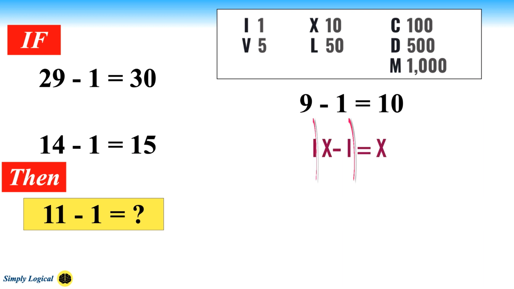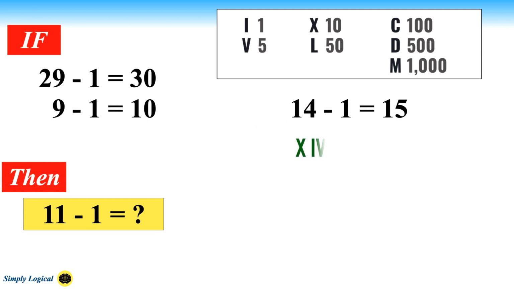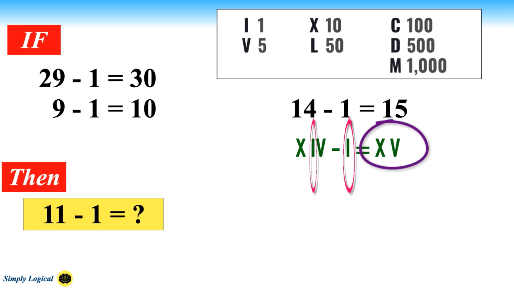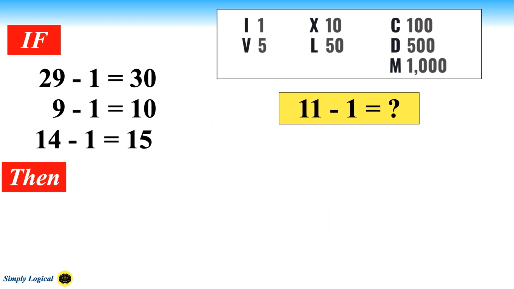Here again, numeral I, which is a second numeral, is removed from the first numeral, which results in X, which is RHS of the equation. And finally, in the third equation, 14 is represented as XIV and 15 is represented as XV. Here again, numeral I, which is a second numeral, is removed from first numeral, which results in XV, which is RHS of the equation. So now apply the same logic for the final equation.